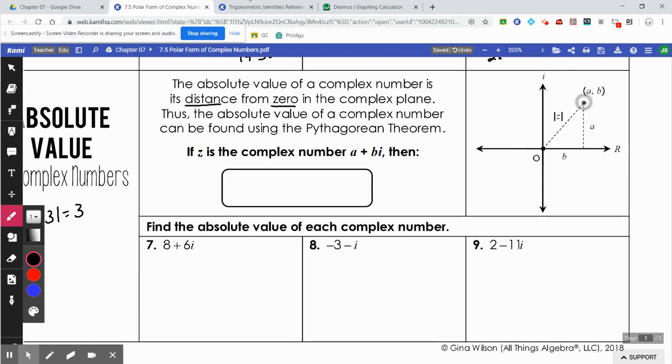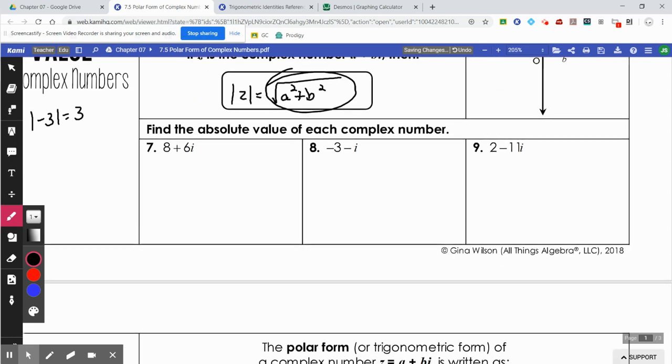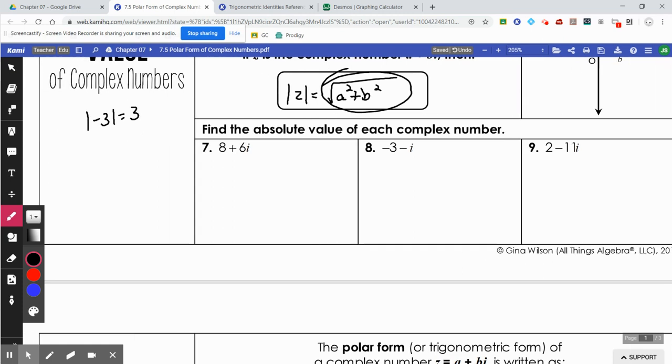If we're looking for the absolute value of this number right here, the absolute value is the distance from 0. To find this absolute value, we can simply use the Pythagorean theorem. The absolute value of a complex number z is going to equal the square root of a squared plus b squared. Again, this is simply the Pythagorean theorem. So the absolute value of 8 plus 6i, you could look at the graph of that, go right 8, go up 6. So here's the point.